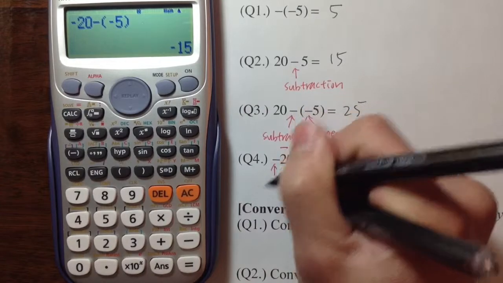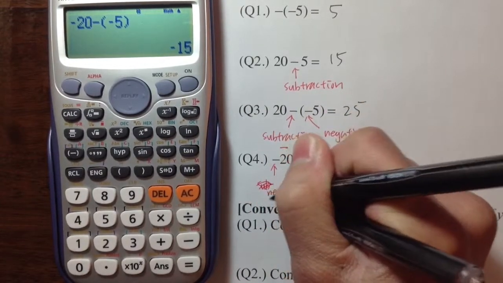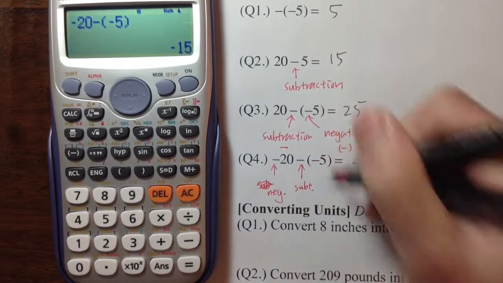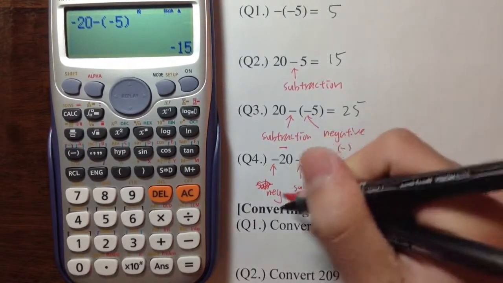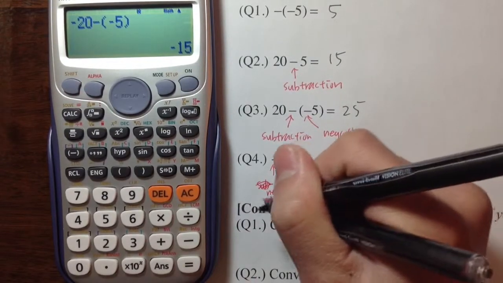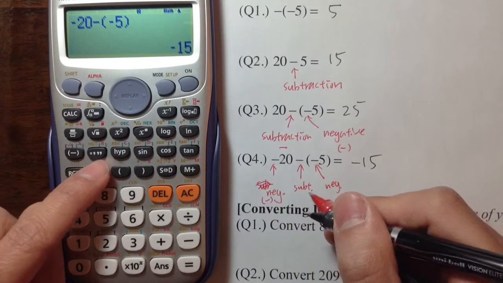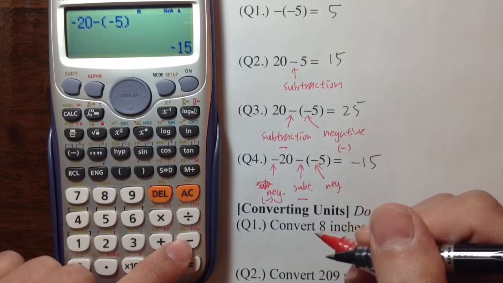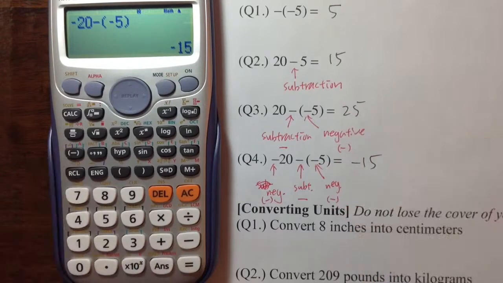Okay, so this right here is a negative. This right here is a subtract. And this right here is another negative. So for the negative, you use this key right here. And for the subtraction, you use the longer version of the horizontal line right here. If this is a negative, you use this sign. Okay?